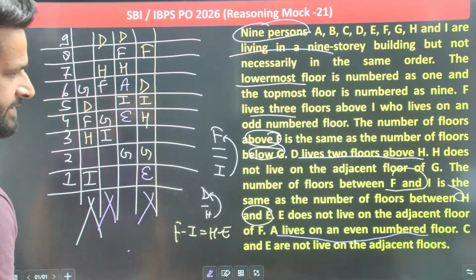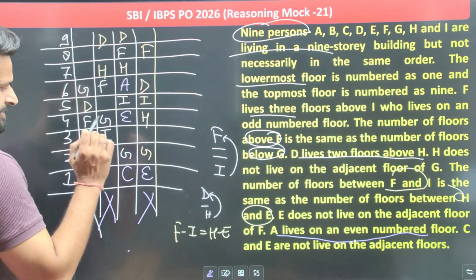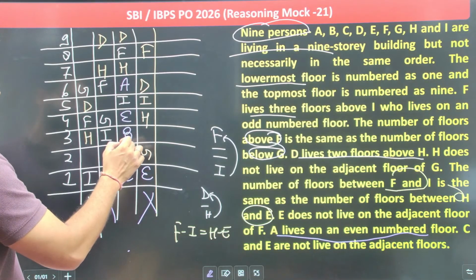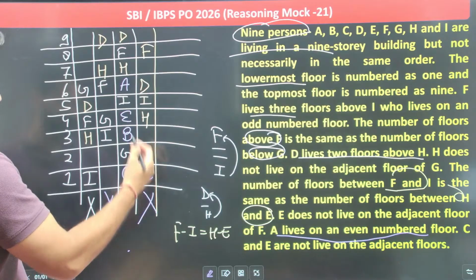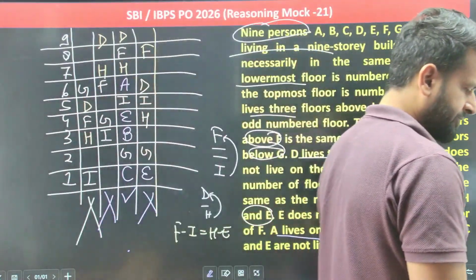Now, last. C and E are not adjacent. C is not a neighbor of E. This will be C. Which is the remaining person? B is remaining, I guess. This is your correct solution. I hope to all of you the solution is clear.